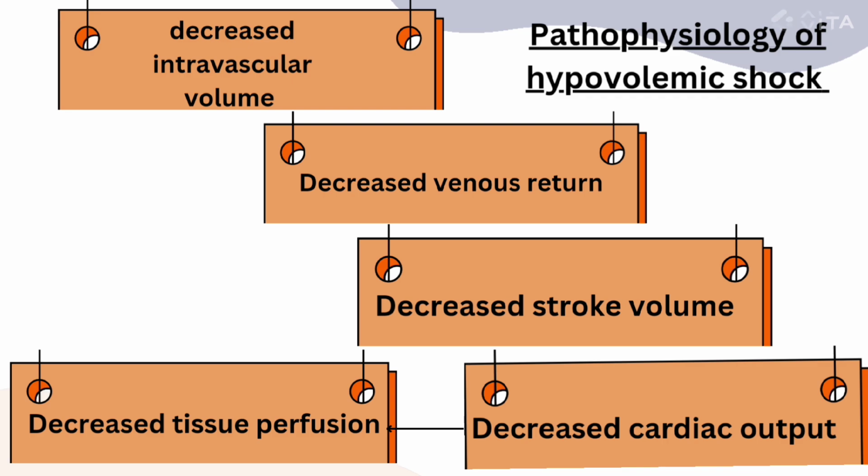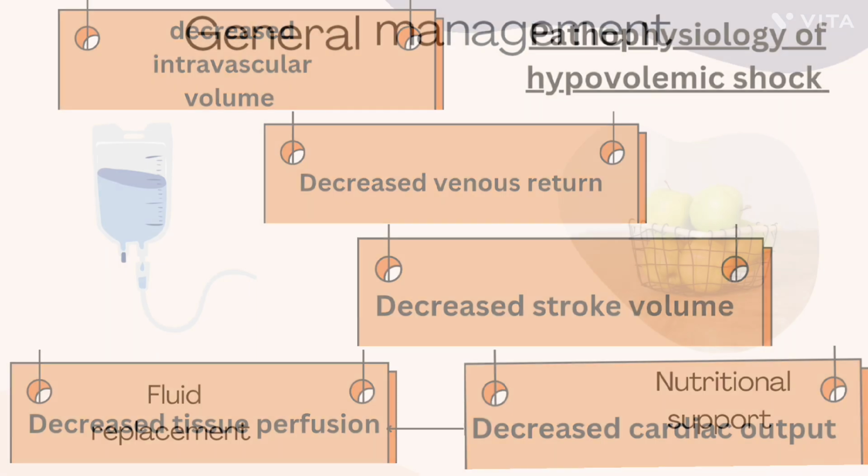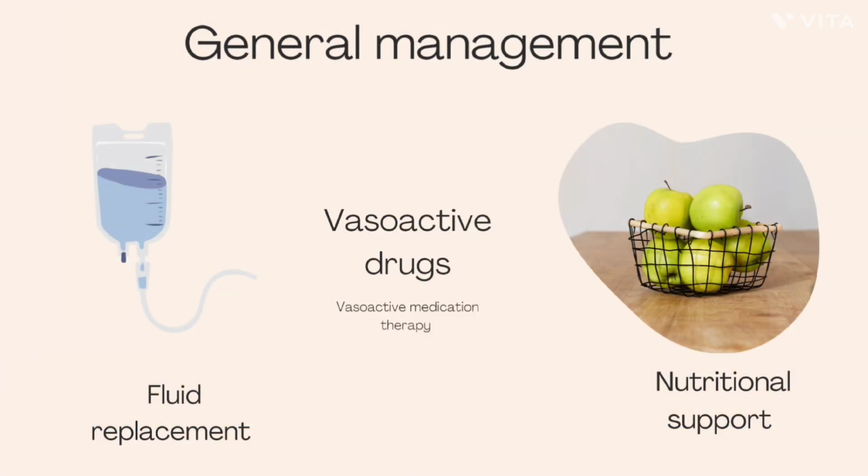Next is the pathophysiology of hypovolemic shock. Decreased intravascular volume causes decreased venous return, and it causes decreased stroke volume. Decreased stroke volume causes decreased cardiac output. Lastly, decreased tissue perfusion. Next is the general management.